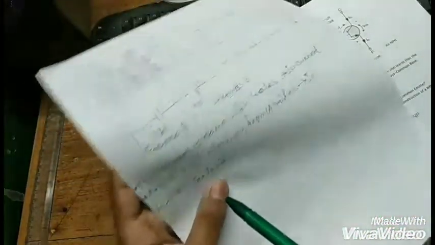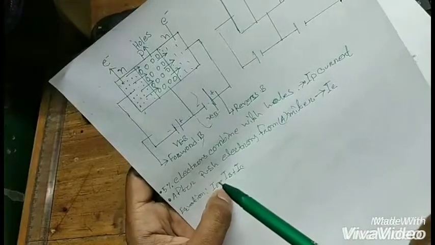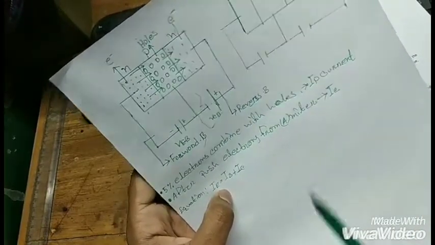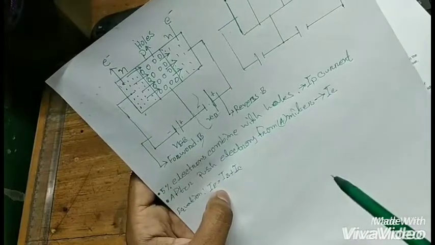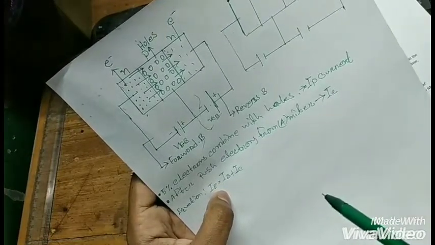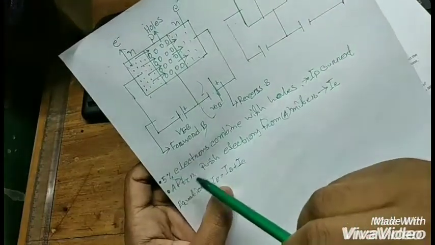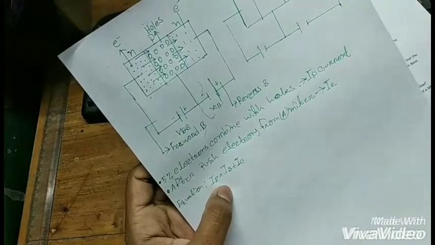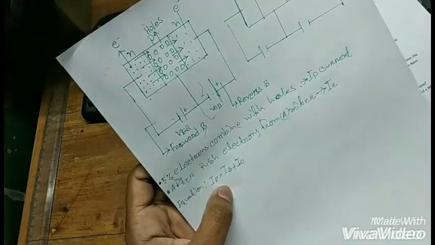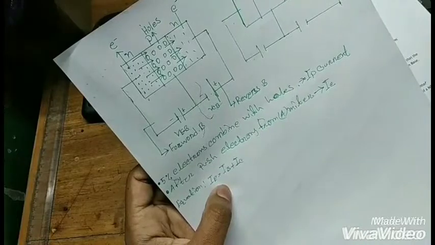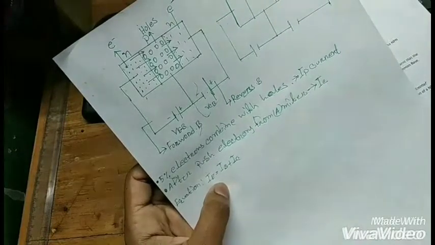Sir Jagadish Chandra Bose was the first inventor of radio. The transistor is used to make radio signals and as a high speed switch. And 5% of the electrons combine with the holes, making the base current, after pushing electrons from the emitter to the collector. We call that IC.